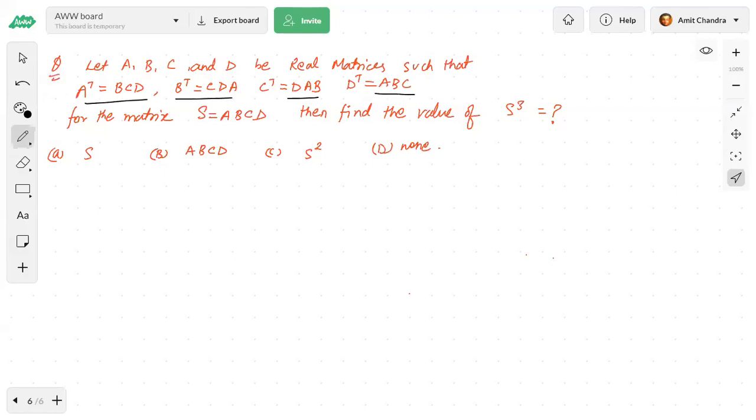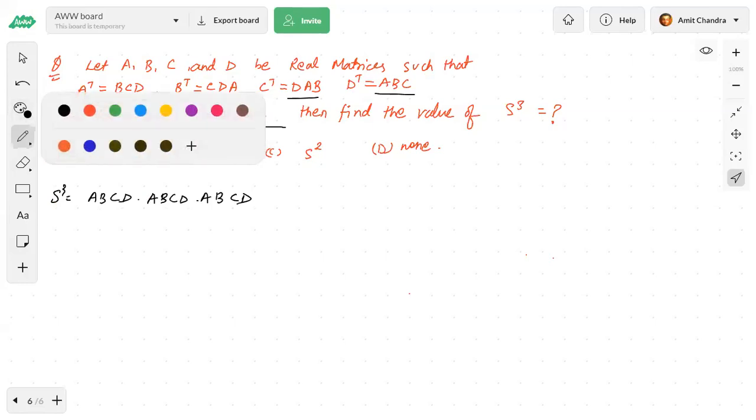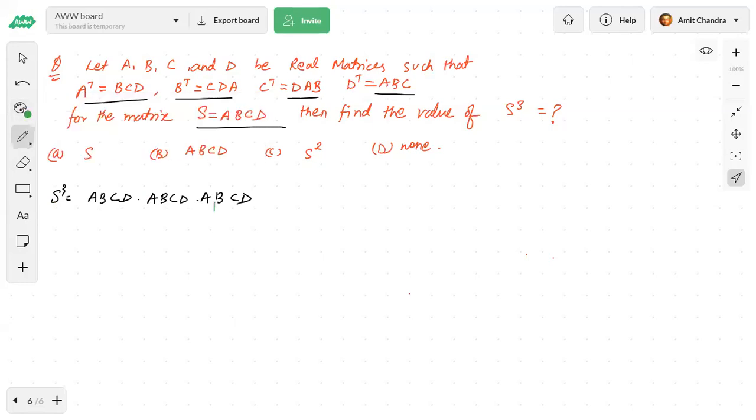So what we can do is write S cube. We have S equals A, B, C, D, so S cube will be A, B, C, D into A, B, C, D into A, B, C, D. So let's see. From here till here, this is B, C, D. This is C, D, A. This is D, A, B. This is A, B, C, right?